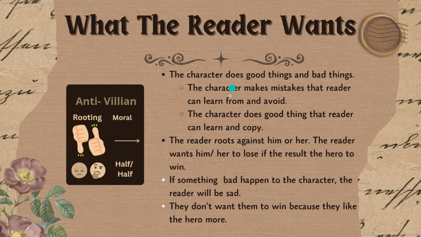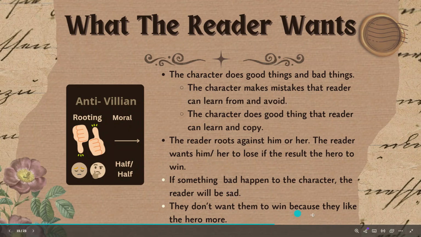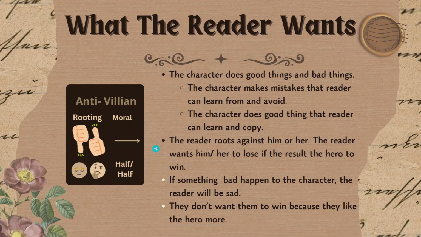What the reader wants from this character is the same thing. We will learn from their mistakes and we learn from the good stuff. And the reader roots against him or her, and the reader wants him or her to lose if the result helps the hero to win. If something bad happens to the characters, the reader will be sad. They don't want them to win because they like the hero more. So it's not in the story of Joseph much, but in other stories. Anti-villain, let's say a story about crime, okay, and the main character is a criminal. The anti-villain is the police. They're doing their job. They want to capture the criminal.